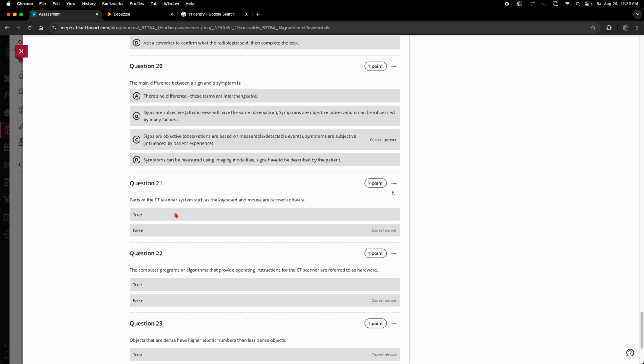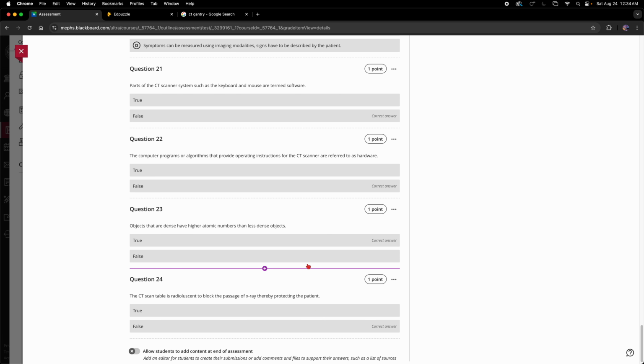Number 21, parts of a CT scanner system, such as the keyboard and mouse, we just talked about this, are software. No, that'll be false. That's hardware. The computer programs or algorithms that provide operating instructions for the CT scanner are referred to as hardware. That's also false. That's the opposite. So both of these are switched around.